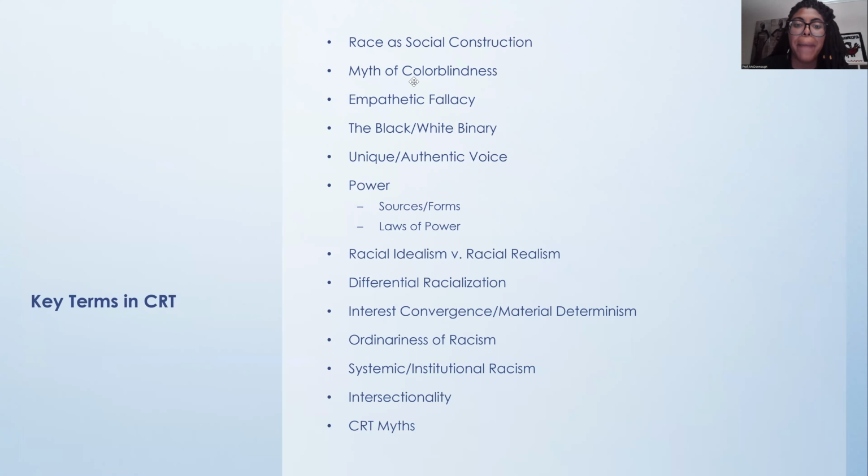Know about power and its sources. From where is power derived? What are the sources? Where do we get power? We talked about 6 sources of power. I won't list them all, but wealth is definitely one of them. Physical force, state action. So go back and look at those, and then look at the laws of power.